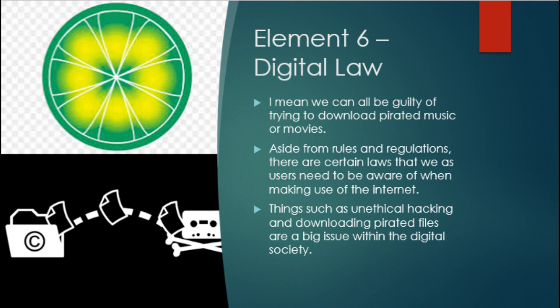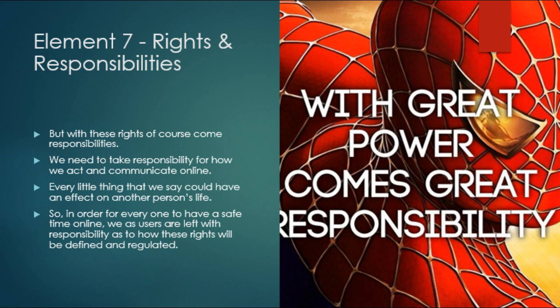Element 7 is rights and responsibilities. So, as I spoke about in etiquette, the freedom of speech, there is something that every digital citizen has the right to. With these rights, of course, come responsibilities. That's a little quote on Spider-Man there. We need to take responsibility for how we act and communicate online. Everything that we say has an effect on another person's life. This can be an example of cyberbullying, or just rude comments, or just an unnecessary comment on an Instagram post that will affect the person. It could also be a positive comment. It'll affect their life in a positive way. In order for everyone to have a safe time online, we as users are left with the responsibility as to how these rights will be defined and regulated.